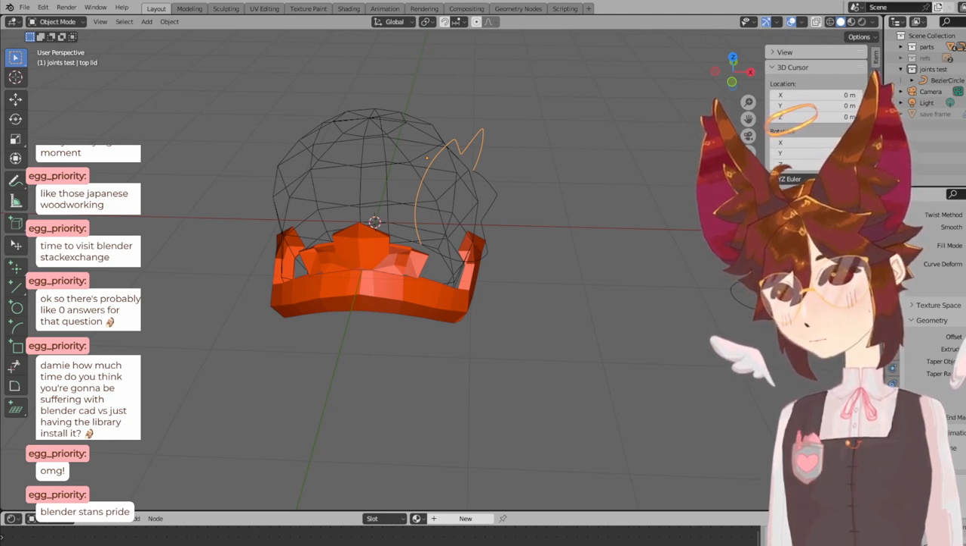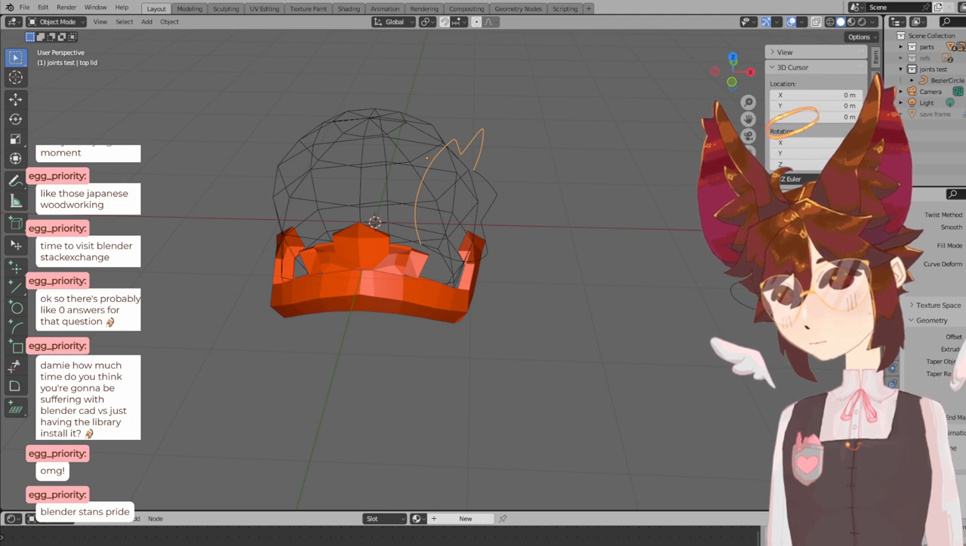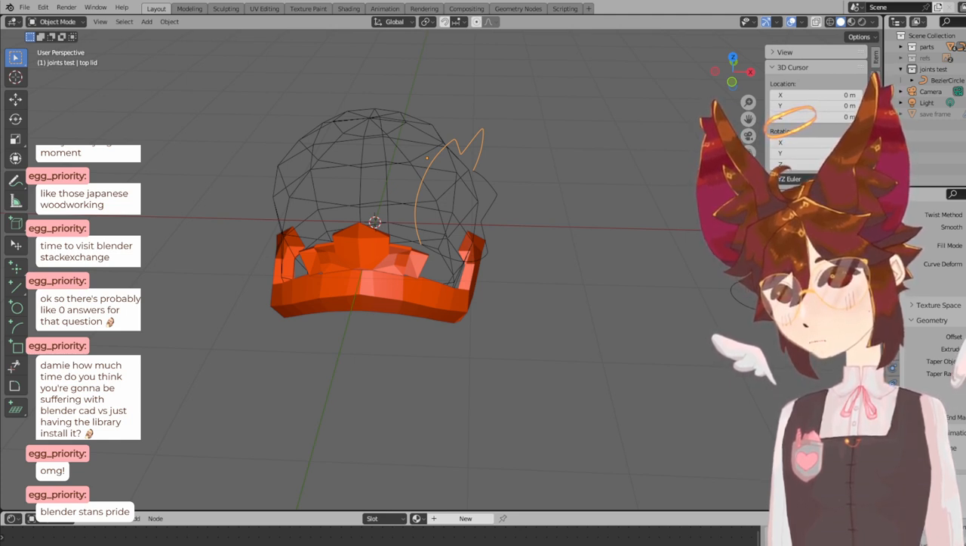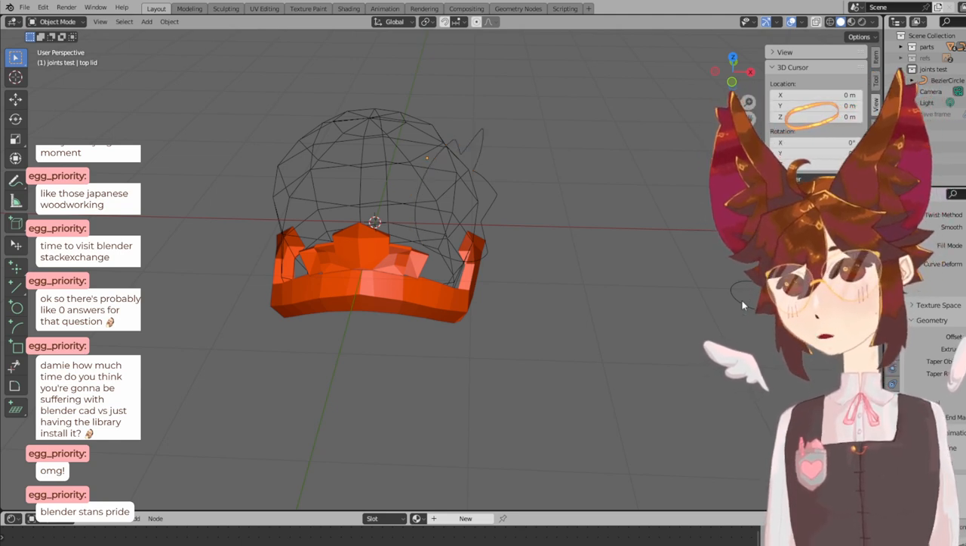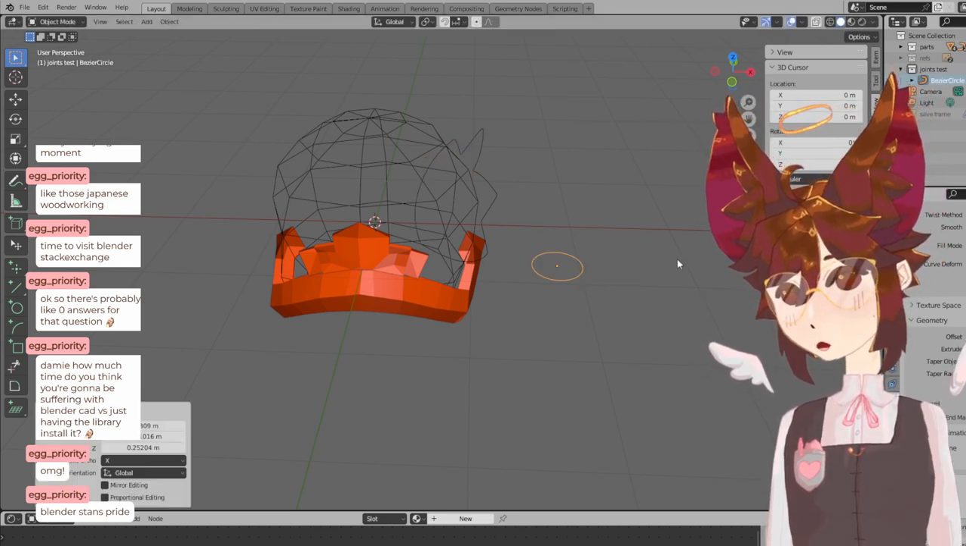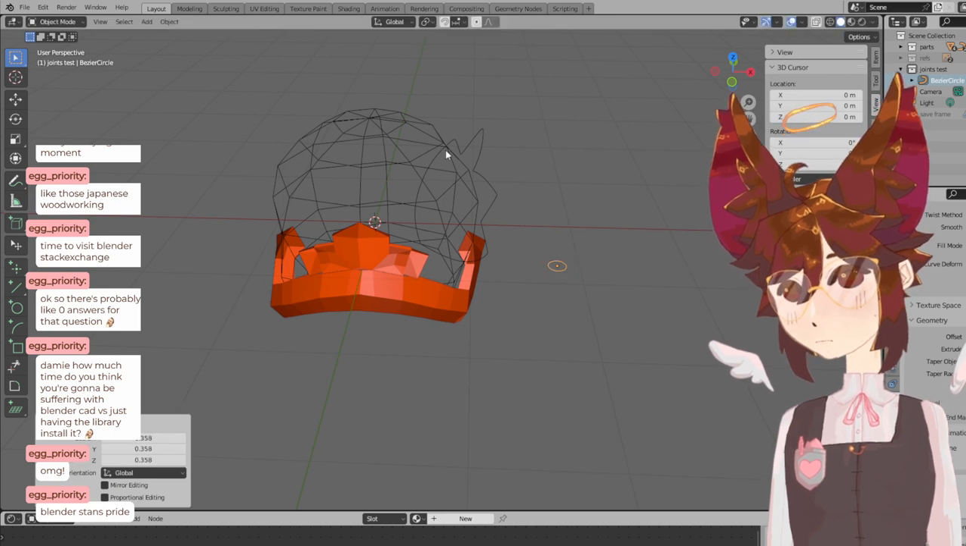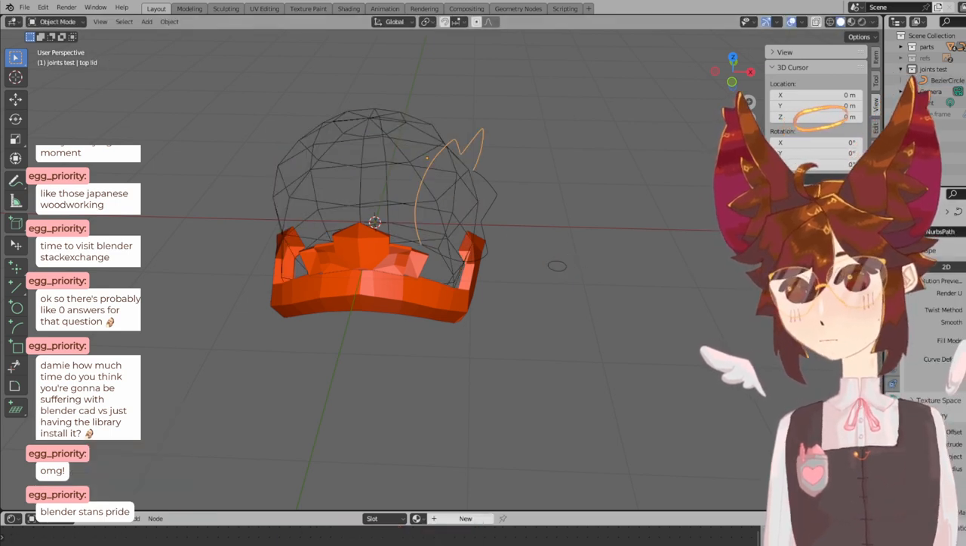I swear. Bevel. Yeah, it's bevel, right? Wait. No, it's not a bevel. It is a taper op. It is a taper object. Bro, what the hell? Why is this not working? Okay, it might just be way too big. Come on.